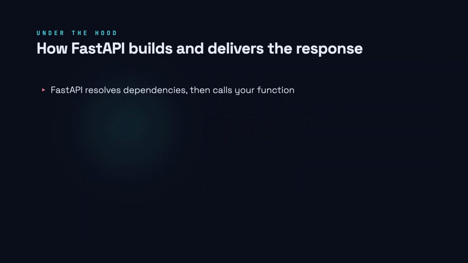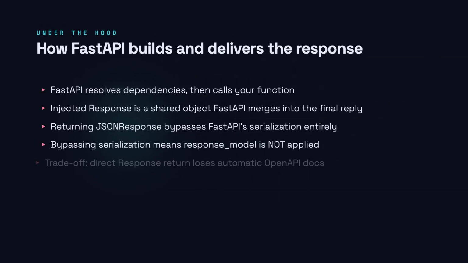Here is the flow. FastAPI resolves all dependencies first, including injecting the response object if you declared it. Your function runs and mutates that shared object by adding headers or cookies. FastAPI then takes your return value, serializes it, and merges in the headers and cookies you set, so you get the best of both worlds. When you return a JSONResponse directly, FastAPI skips its own serialization and sends your object as is, which means response_model validation does not run, and the OpenAPI schema will not reflect the response body shape. That is the trade-off. More control costs you automatic documentation and output validation.